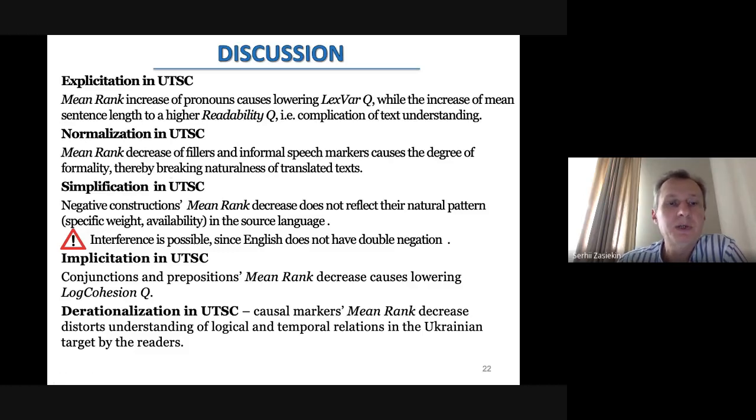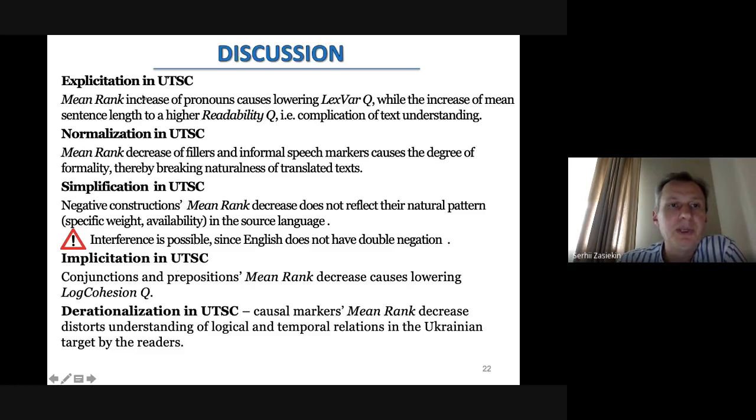Simplification is revealed through the less frequent use of negative constructions. But here the question is debatable, since we could say that interference is possible, since English does not have double negation, unlike Ukrainian, which does have double negation.